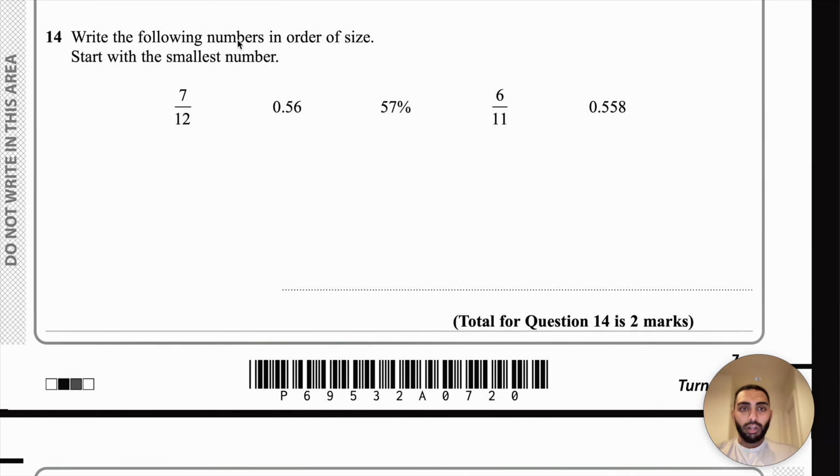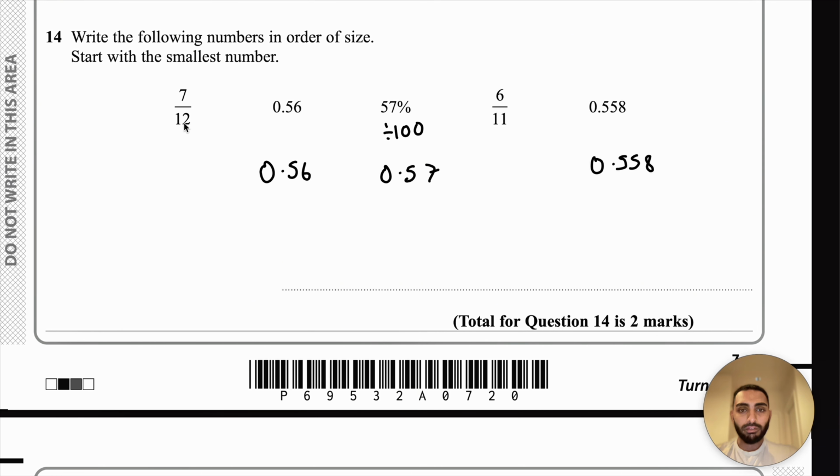Question 14. Write the following numbers in order of size. Start with the smallest number. I've got fractions, decimals, percentages, another fraction, and another decimal. Because I've got two decimals, and I think decimals are quite easy to compare, I'm going to change them all to decimals. So I'll just rewrite these two out first, 0.558. I'll convert this one into a decimal first because I think it's the easiest. All I need to do is divide it by 100 because it's a percentage. So that would become 0.57.